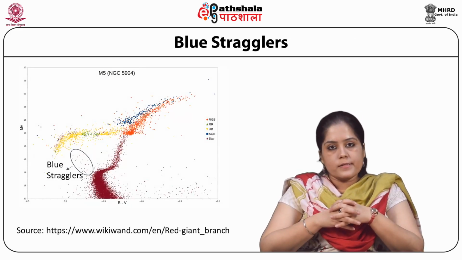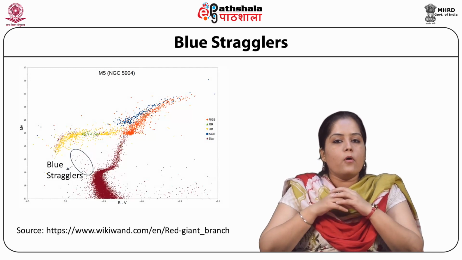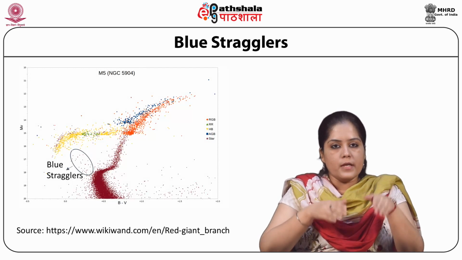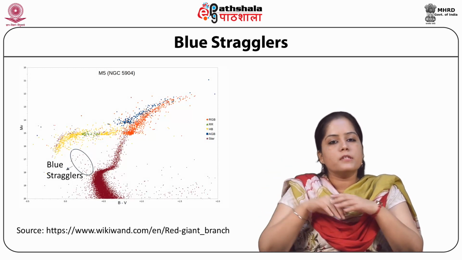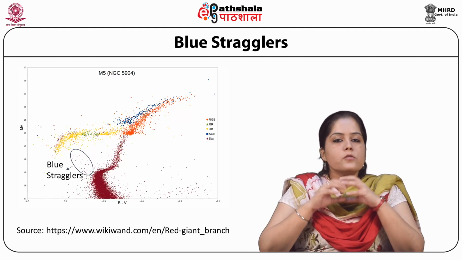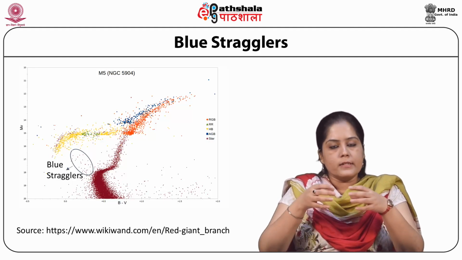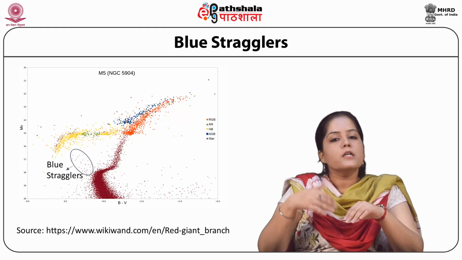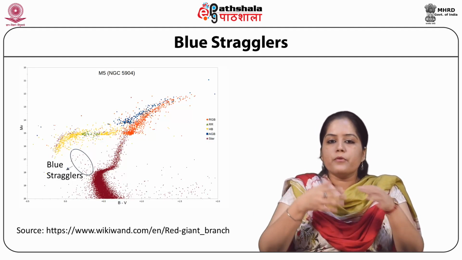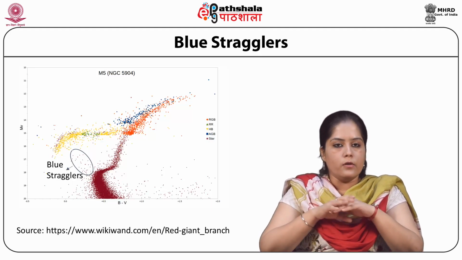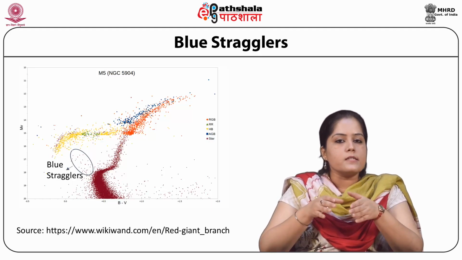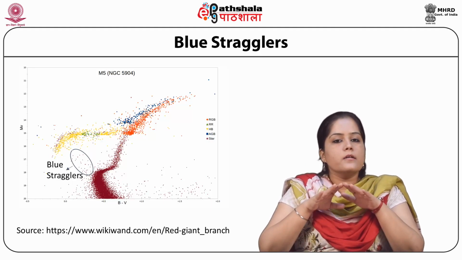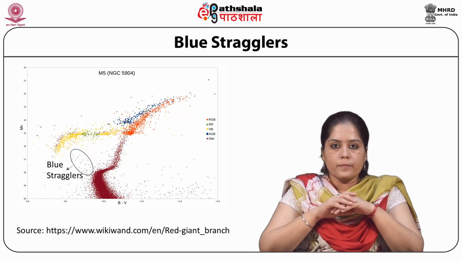Blue stragglers. In the CM diagram of clusters, some stars are found on the main sequence above the turn-off point. Being more massive than the stars at the turn-off, these stars should have evolved before the stars at turn-off. So, the existence of these blue stragglers has no simple explanation.